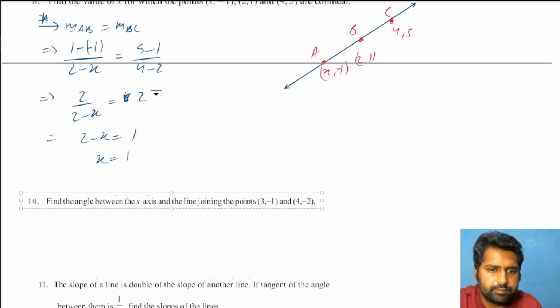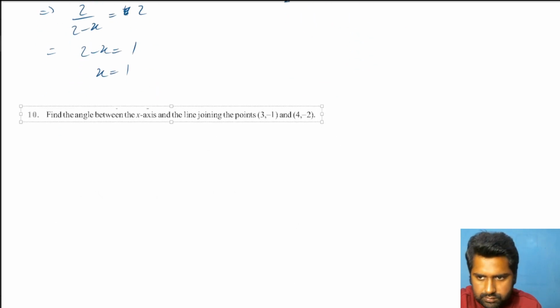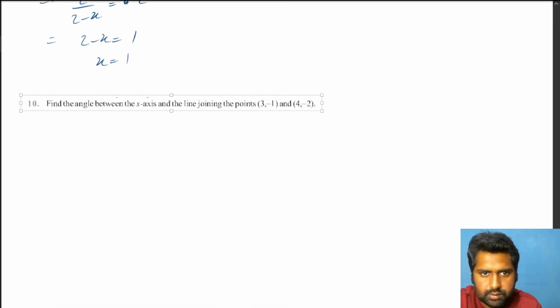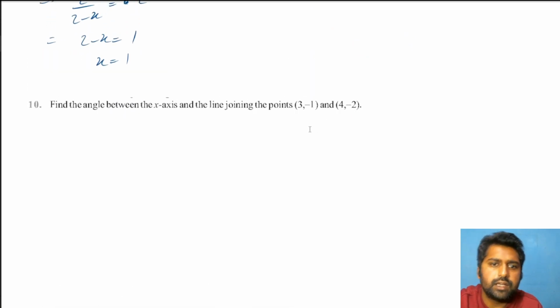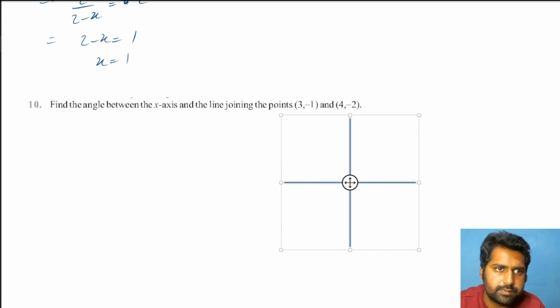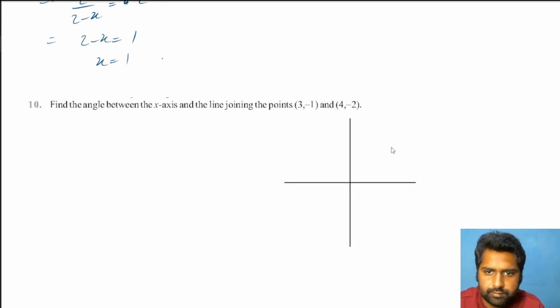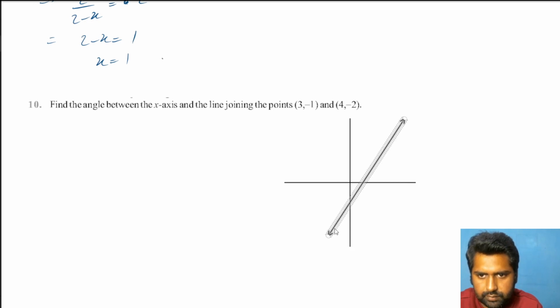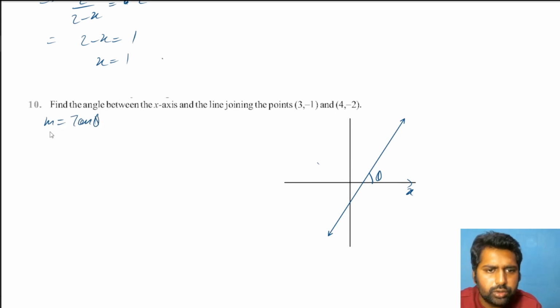Let's do the next one. It is saying find the angle between x-axis and the line joining these. Basically, if we draw x-axis, y-axis like this, and you have a line. The line will cut x-axis, I told you, and this angle is theta with positive x-axis, and slope is tan theta. So if I want to get the theta, I should know at least m.